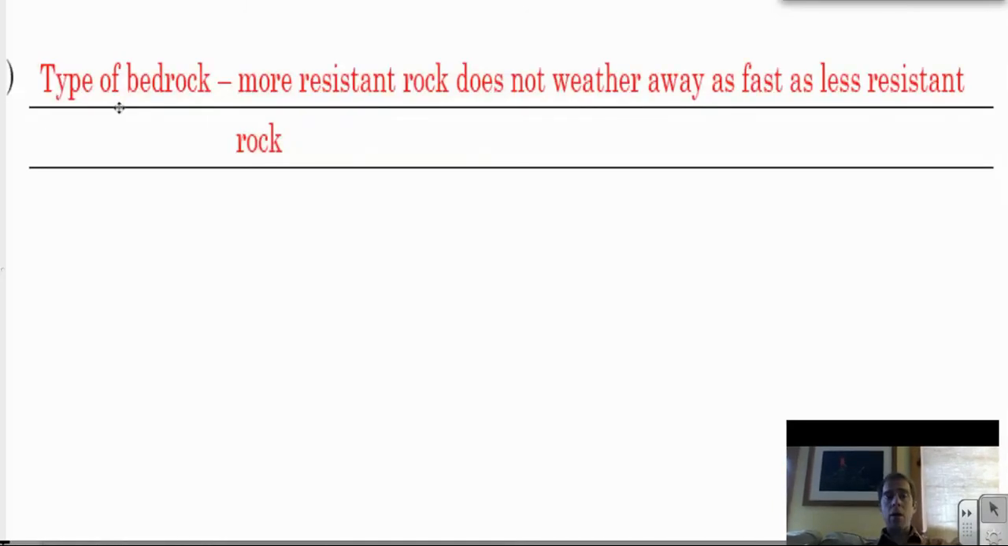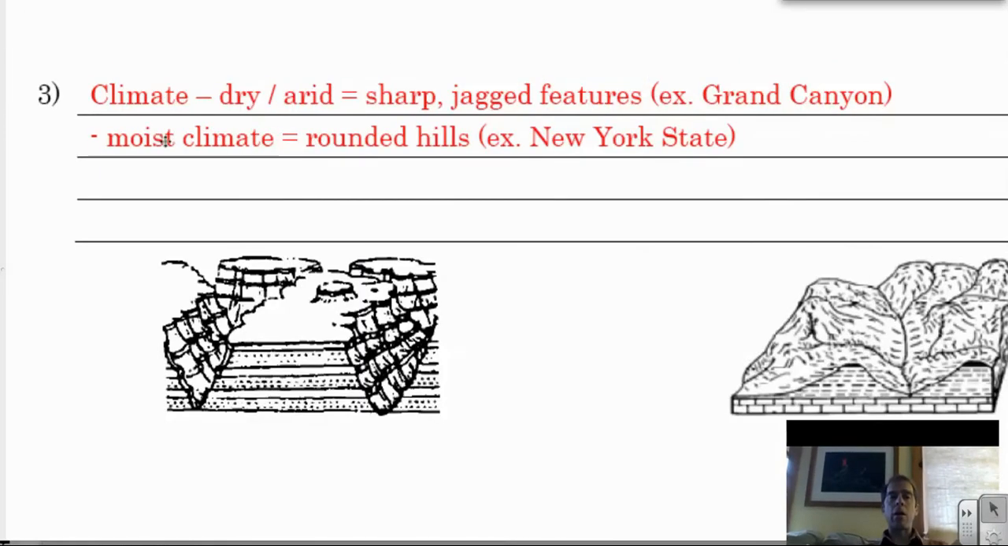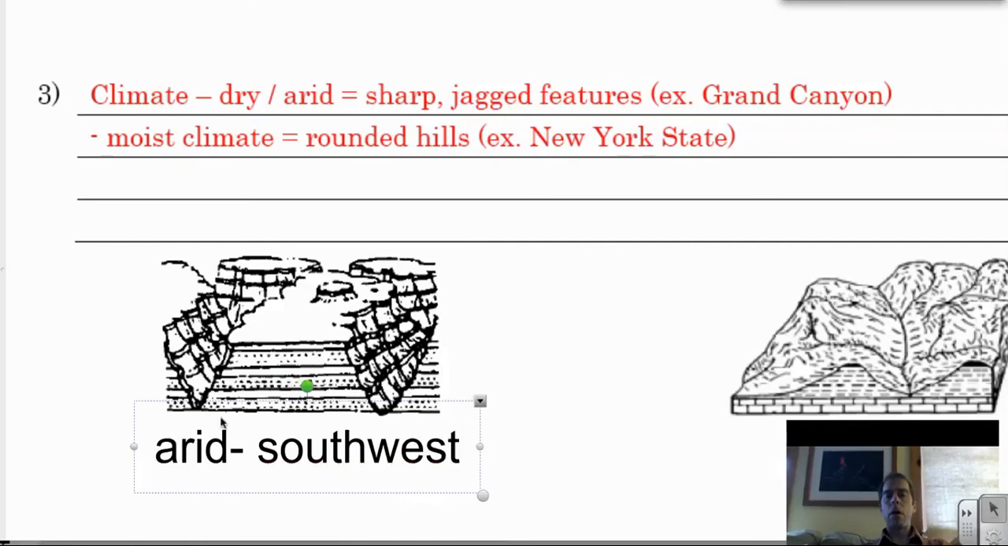The type of bedrock also matters. Some parts of the rock may be more resistant and won't weather as fast as less resistant rock. That can cause the plateaus to wear down in certain areas and not others, or create valleys in some places and not others. And then finally, the climate. This is an important distinction, because this would be like someplace out in Arizona or out in a very arid climate, the Southwest, and this area over here would probably be someplace a little bit closer to home, the Northeast.